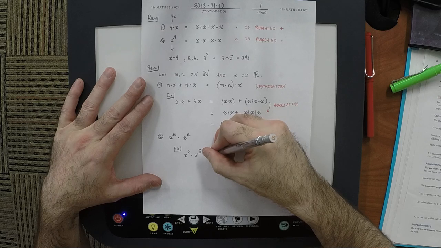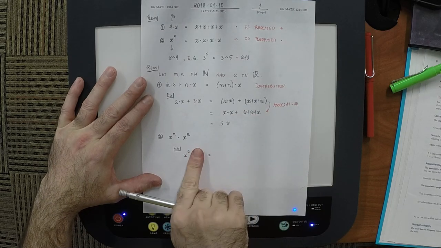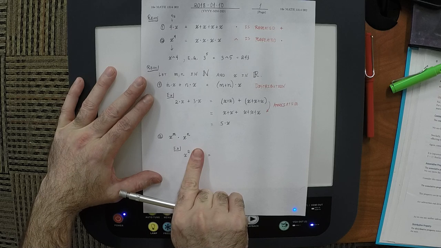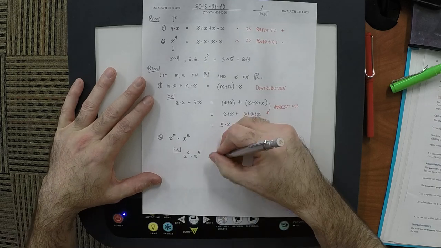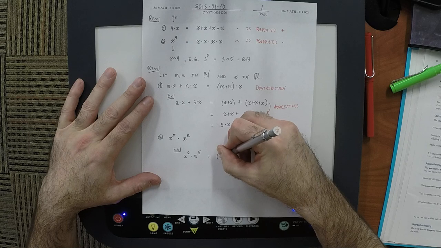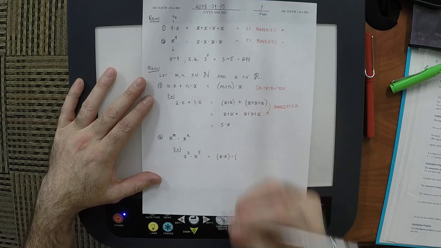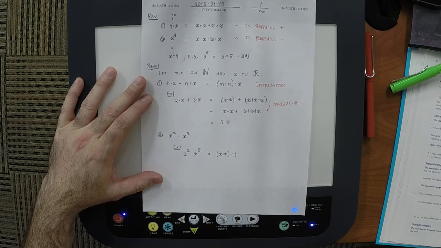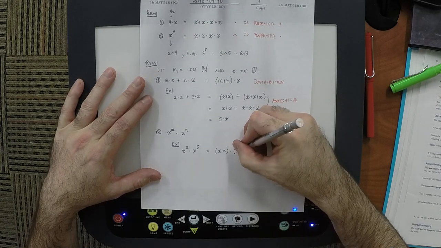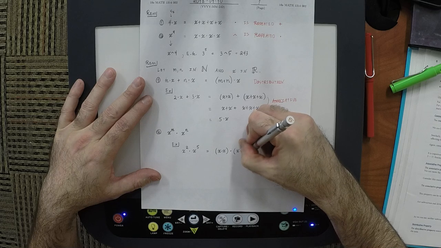So x squared, just ignoring everything except that one, x squared is actually a nice way to write what? X times x. So this would be x times x. And then multiplied by, okay, x to 5. Oh, that's a nice way to write x times x times x times x times x.